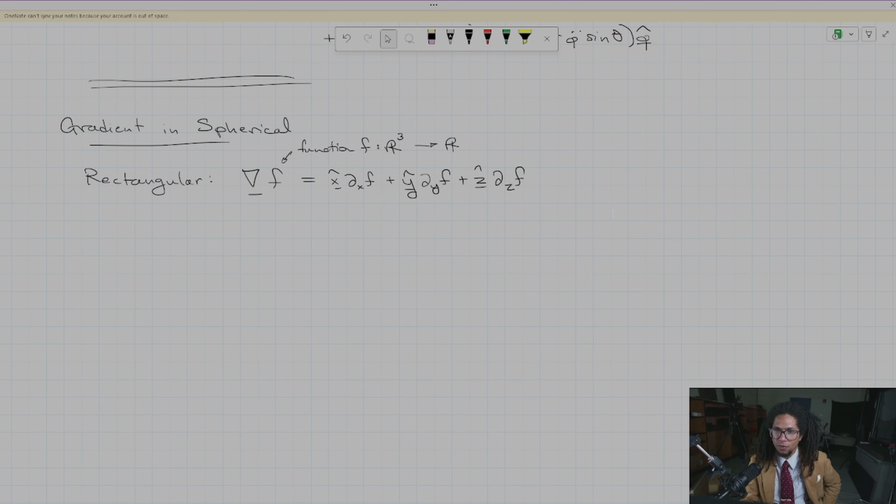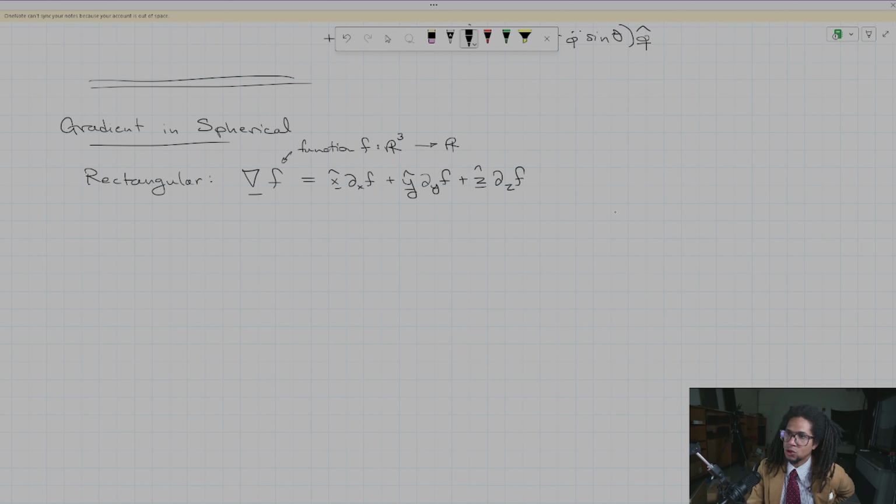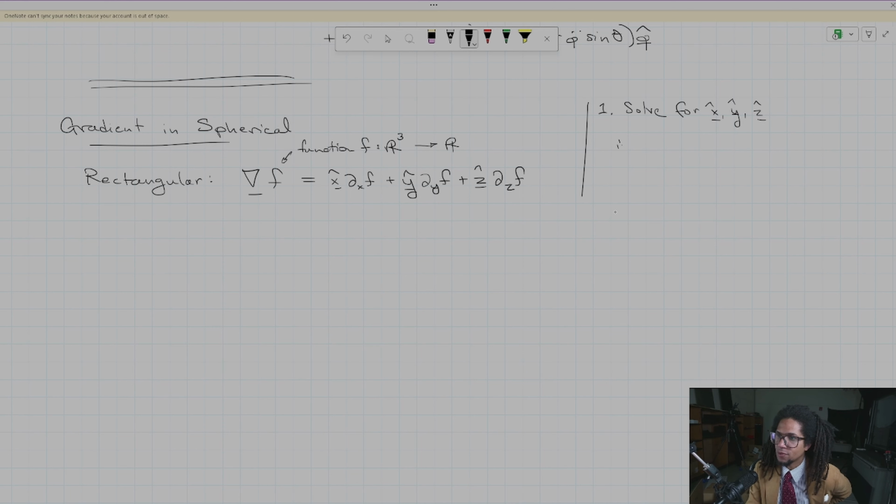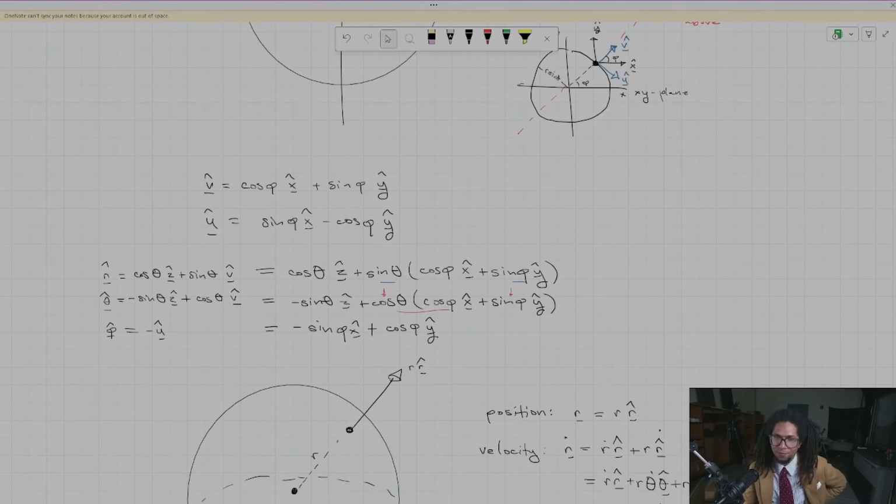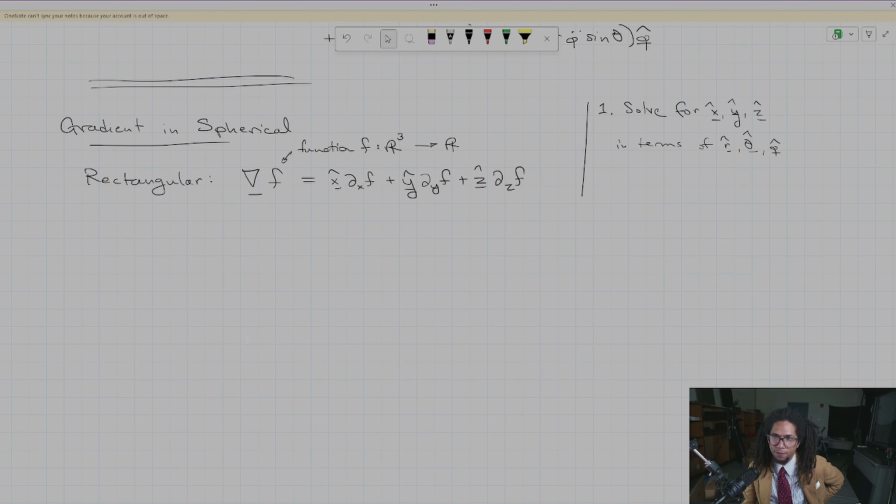Let me show you how you would do it, and then for time, I think I'll leave this as homework for the reader. So what we need to do first is solve for x hat, y hat, z hat in terms of r hat, theta hat, phi hat. Okay, so how would we do that? Well, in some sense, this is just a system of 3 linear equations, right? R hat, theta hat, and phi hat are 3 vectors that are expressed in terms of the 3 vectors x hat, y hat, and z hat over here. And so by some manipulation, we can figure out what those are.